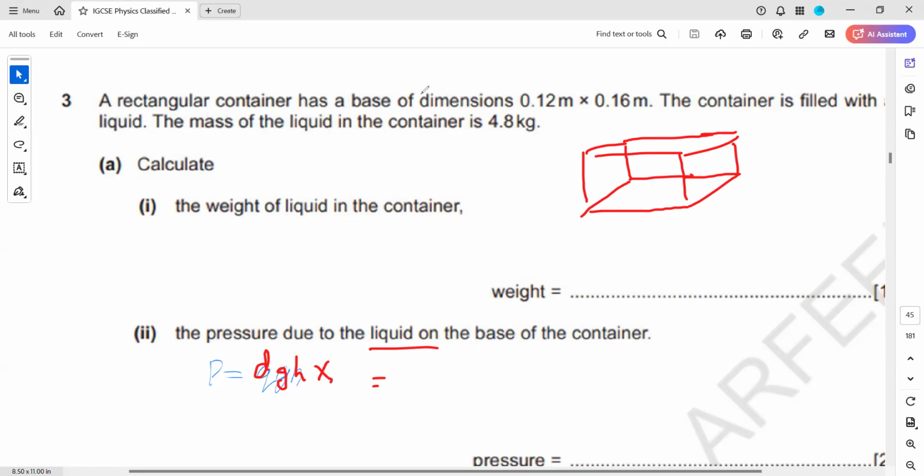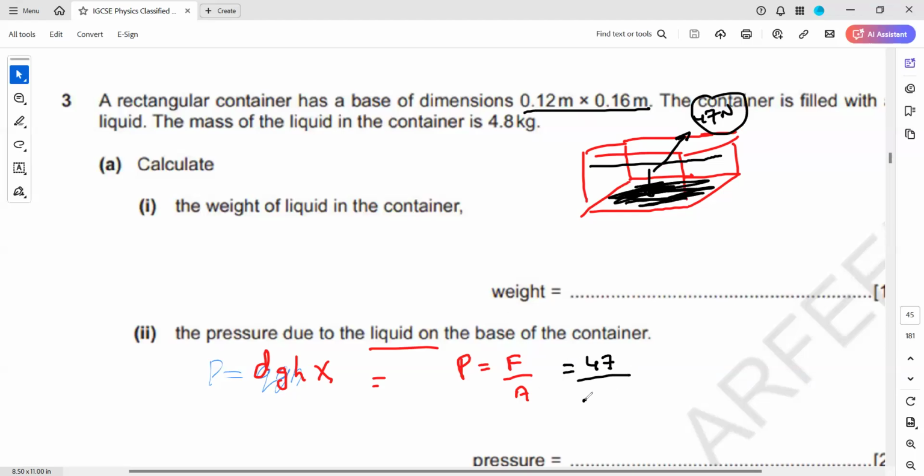Then what else can we use? We can use the formula that pressure is force over area as well. What about the force? The force is the weight. What is the weight of the liquid in this example? 47 Newton is the force. And what about the area, the base area? It's given 0.12 and 0.16, the length and the width. So it will be 47, the force, divided by the base area, which is 0.12 times 0.16.